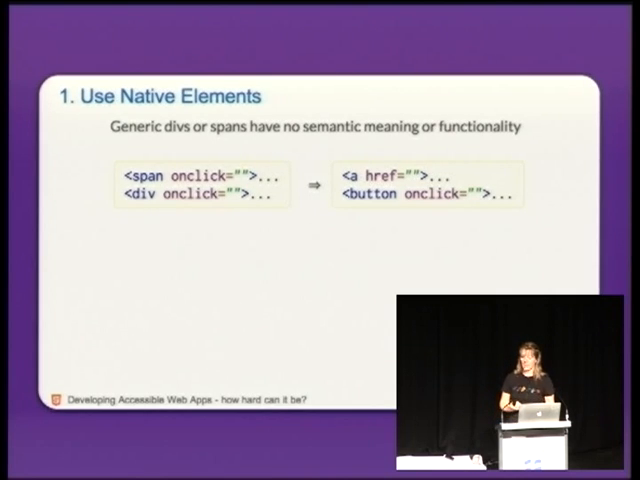So instead of using span with an on-click, we use a, so an anchor, a link with a href. So the browser knows, yeah, this is a link. It's not a generic span. And the same with div. Instead of divs, use a button. These are just some examples.